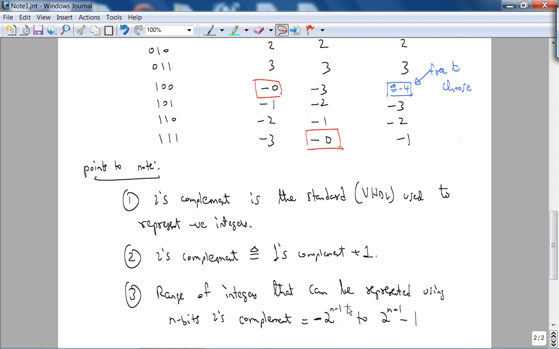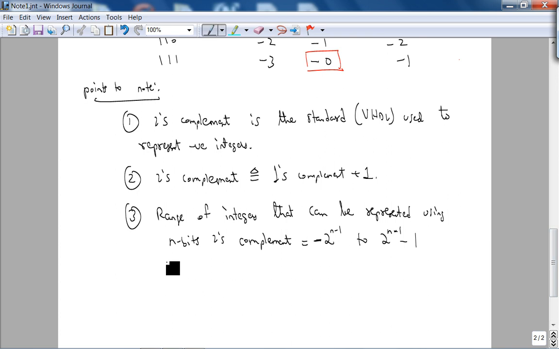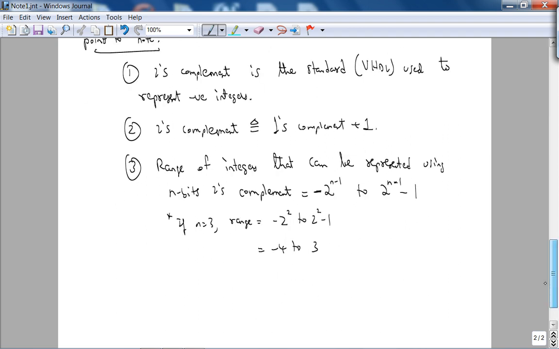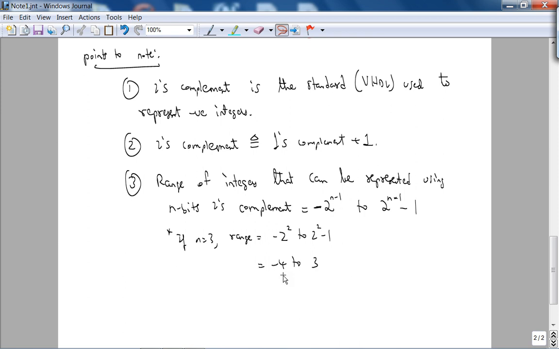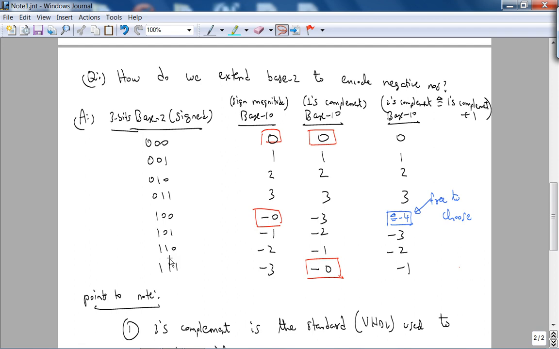And if you check the total number, n is 3. So let me just write this out. If n equals 3, range is given by negative 2 squared to 2 squared minus 1, which is negative 4 to 3. Okay, that's what we observed here. But notice that we have a total of 3 minus negative 4 plus 1, 8 numbers, which, I mean, that's all you get. You can store 8 numbers or 8 things with 3 bits. So that works out very nicely.